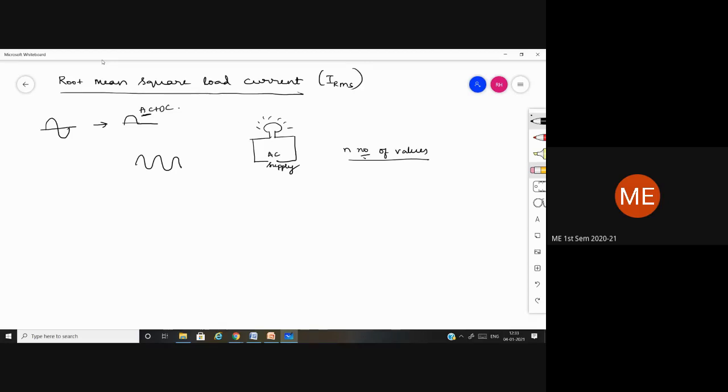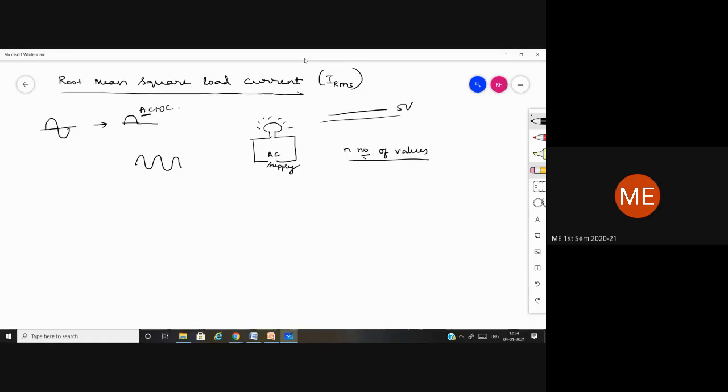It happens continuously. But we don't have this problem in DC because it is constant. We can tell, oh, 5 volt, yes, 5 volt it will consume because it is giving 5 volt only always. But in AC, it is not like that. So that's why we want to find out the average. What is the total average?